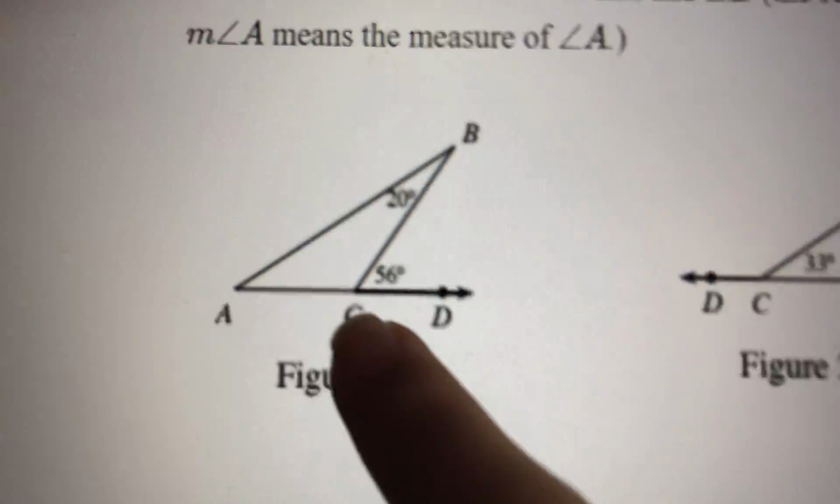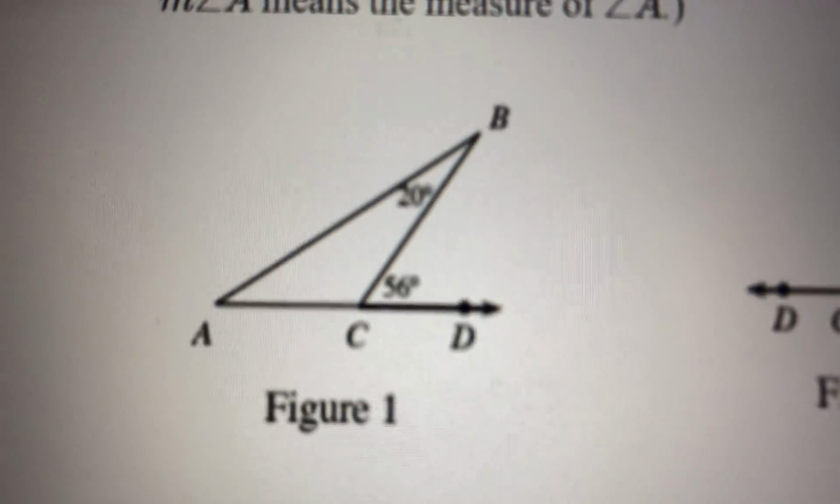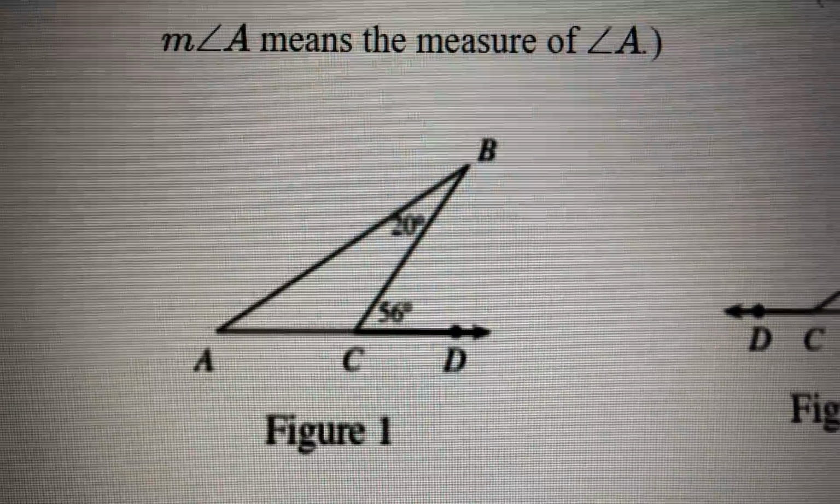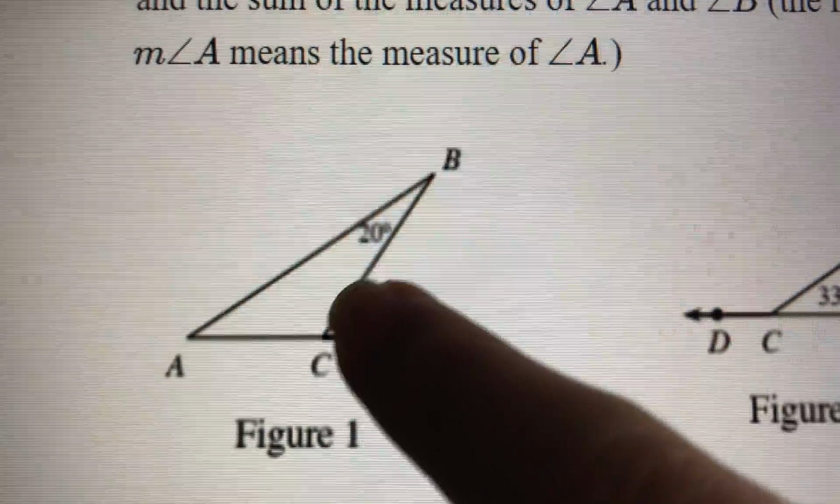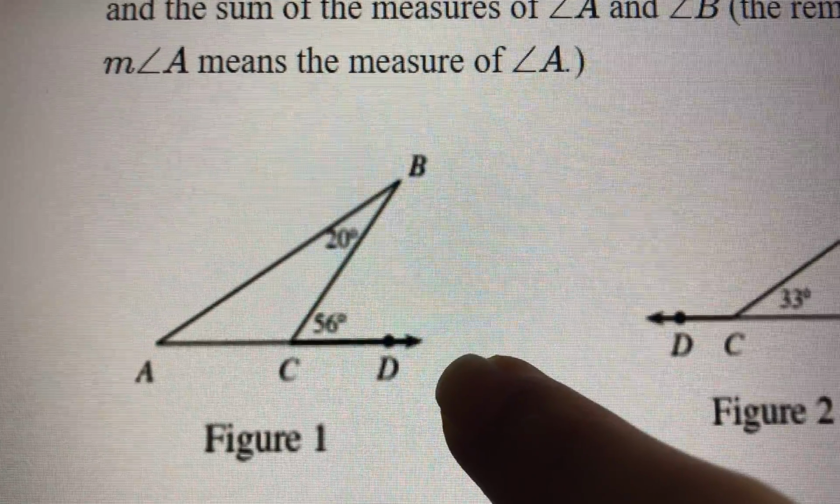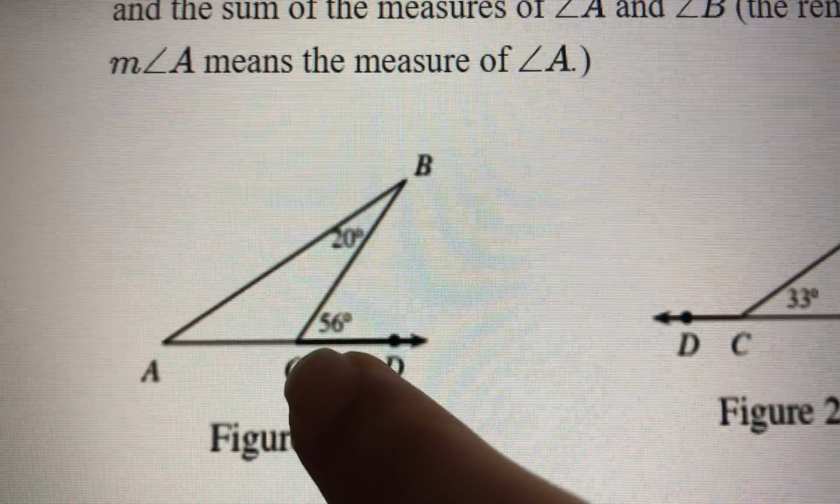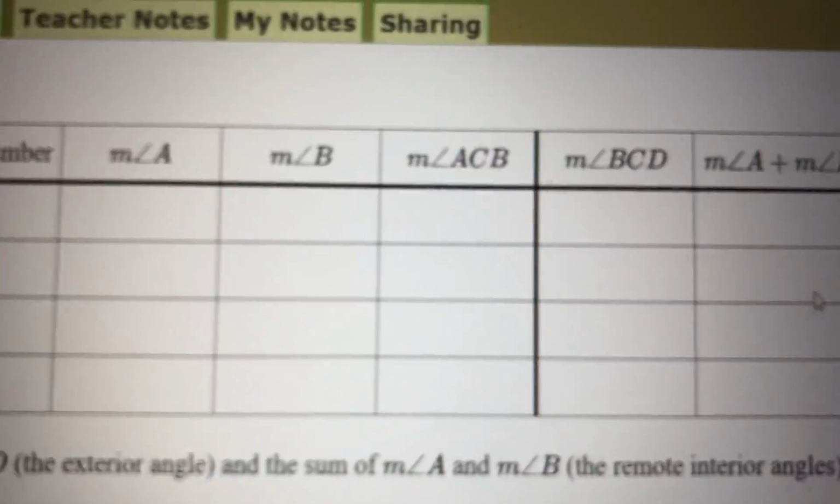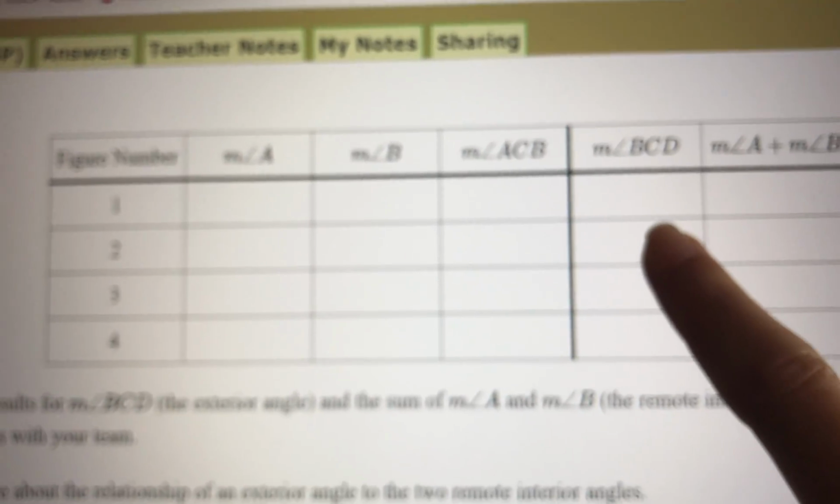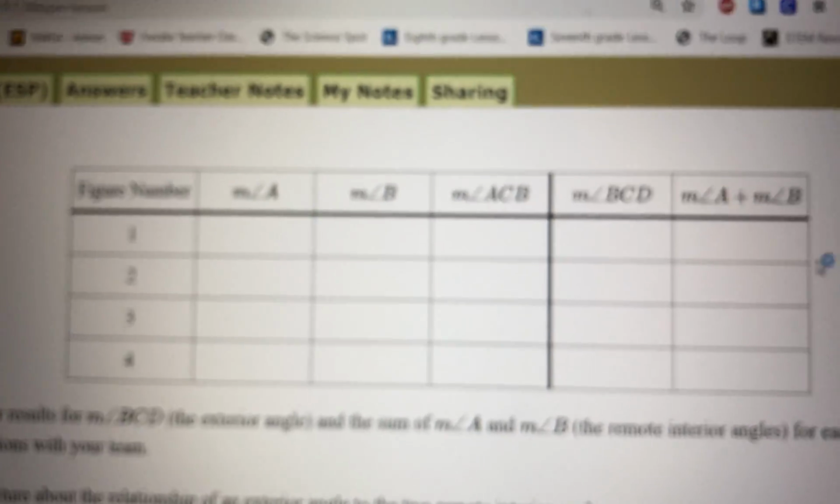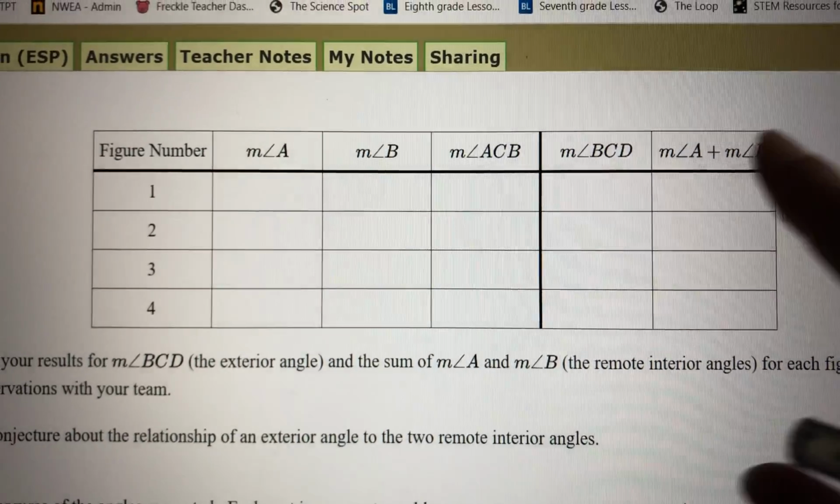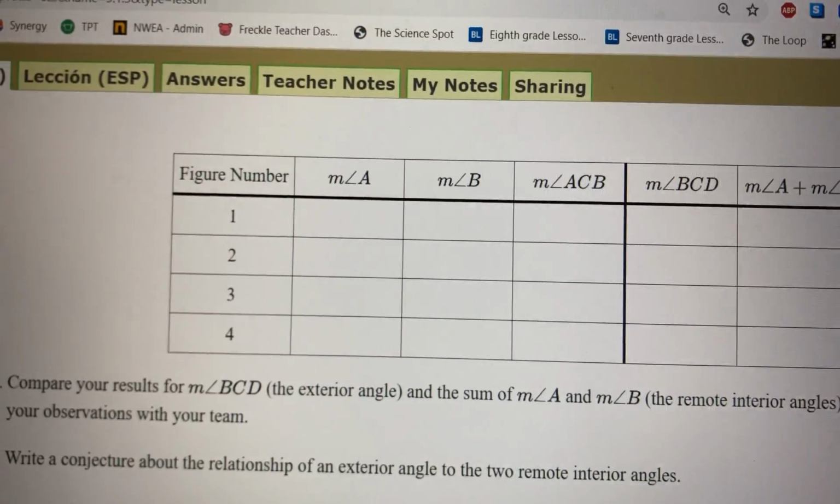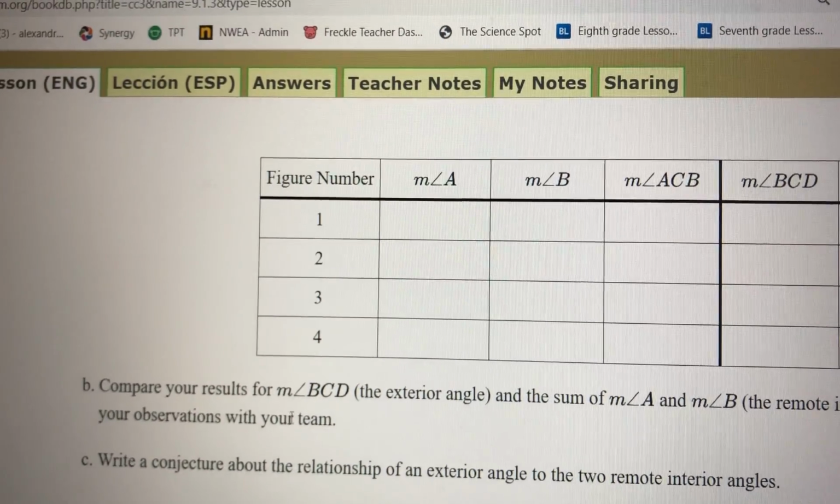So let's try to name angle C a different way with our 3-letter way. So we know that angle BCD is 56 degrees, so we can fill that in our table. BCD is 56 degrees for figure 1. Sorry, my camera keeps not focusing. Okay, so 56 would go here. I'll show you my completed table in a minute.